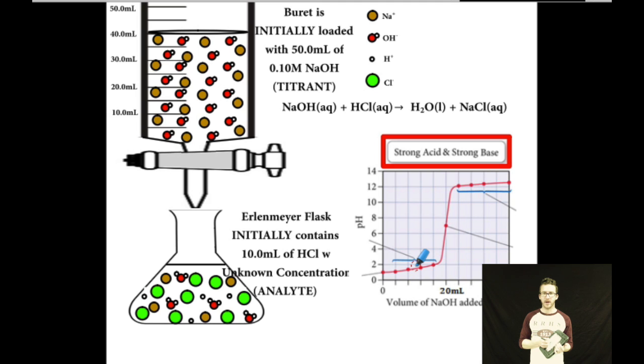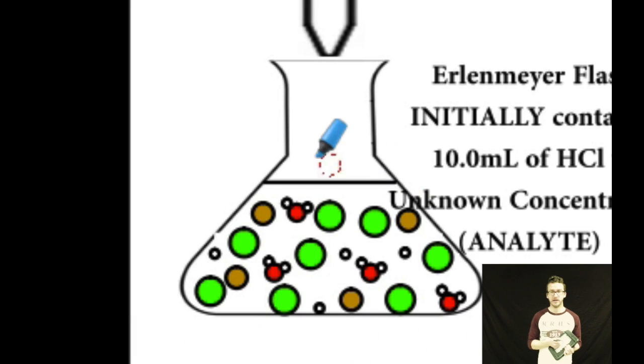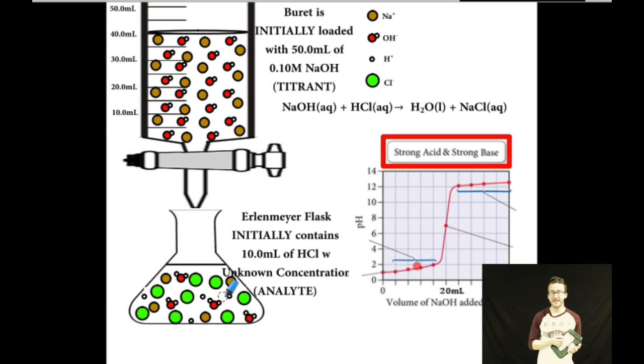Alright, at this point, I've added 10 milliliters of my sodium hydroxide solution. Take a close look at my analyte. Recognize that I have reacted a bunch of the hydrogen ions with the hydroxide ions that I've dropped in. However, I still have several unreacted hydrogen ions in solution, so this titration is not yet complete. So I'm going to drop in some more.